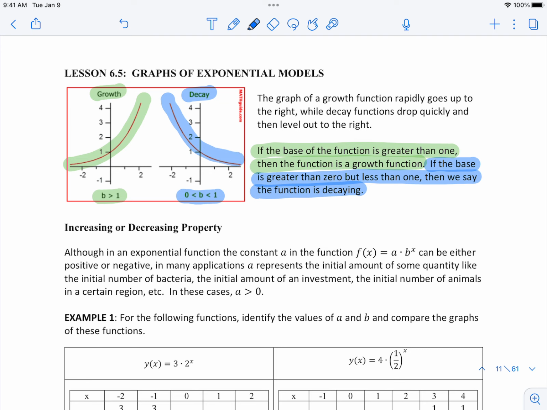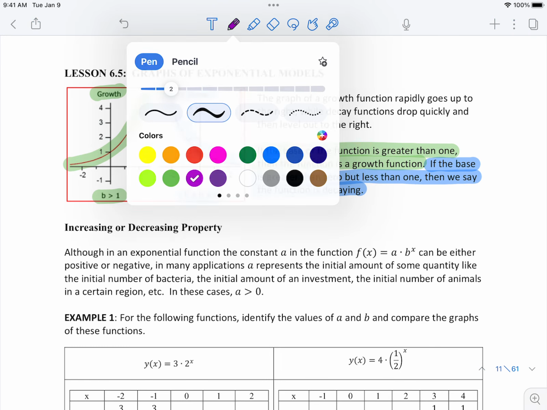Although in an exponential function, the constant a in the function f of x equals a times b to the x can be either positive or negative. In many applications, a represents the initial amount of some quantity, like the initial number of bacteria, the initial amount of an investment, the initial number of animals in a certain region, etc. In these cases, a is greater than 0.